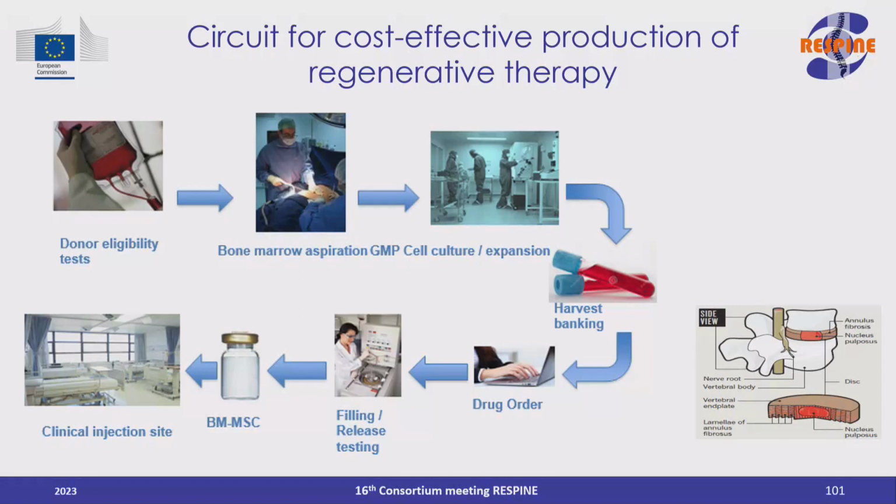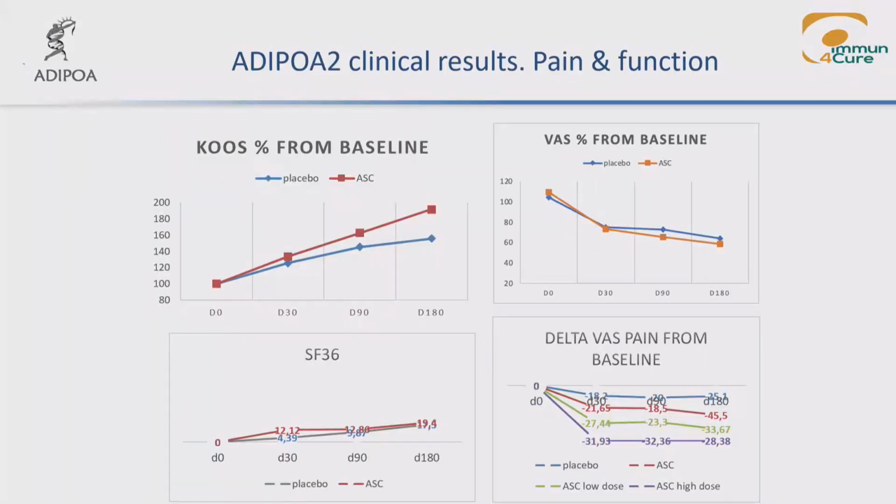You have a control of viability, a control of cell quality on the phenotype, and also on functional assays, and then it comes to the physician room, and you can be injected. One example is osteoarthritis, a knee joint osteoarthritis. You have local injection, and what you can see is some improvement in terms of pain and some improvement in terms of function.